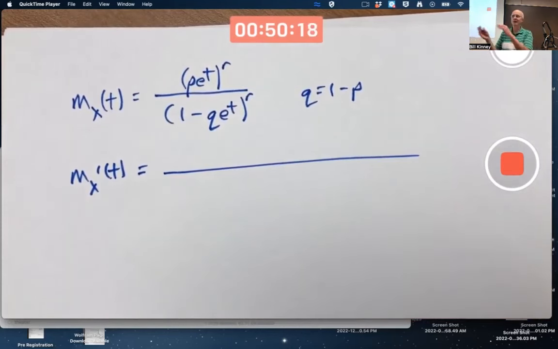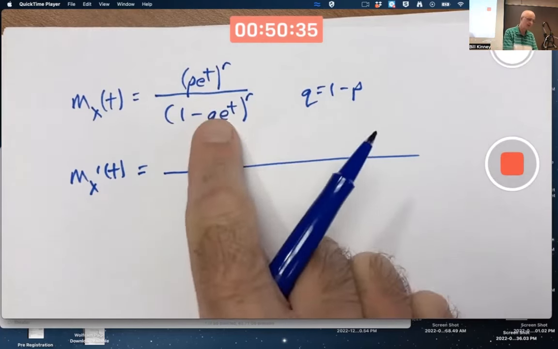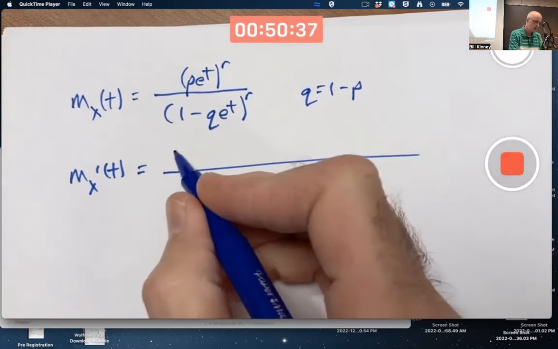I remember it as low d high minus high d low over the square of what's below. That's how I teach it. Low means the bottom. D high means the derivative of the top, minus high, the top, d low, the derivative of the bottom, over the square of what's below, meaning over the square of the bottom.